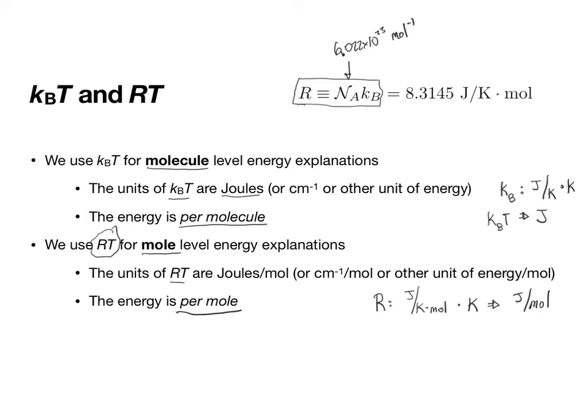This is why in homework 1, we were able to write the Boltzmann distribution both in terms of the Boltzmann's constant and in terms of the ideal gas constant. It just depended on what our perspective was. Were we counting molecules or were we counting moles?